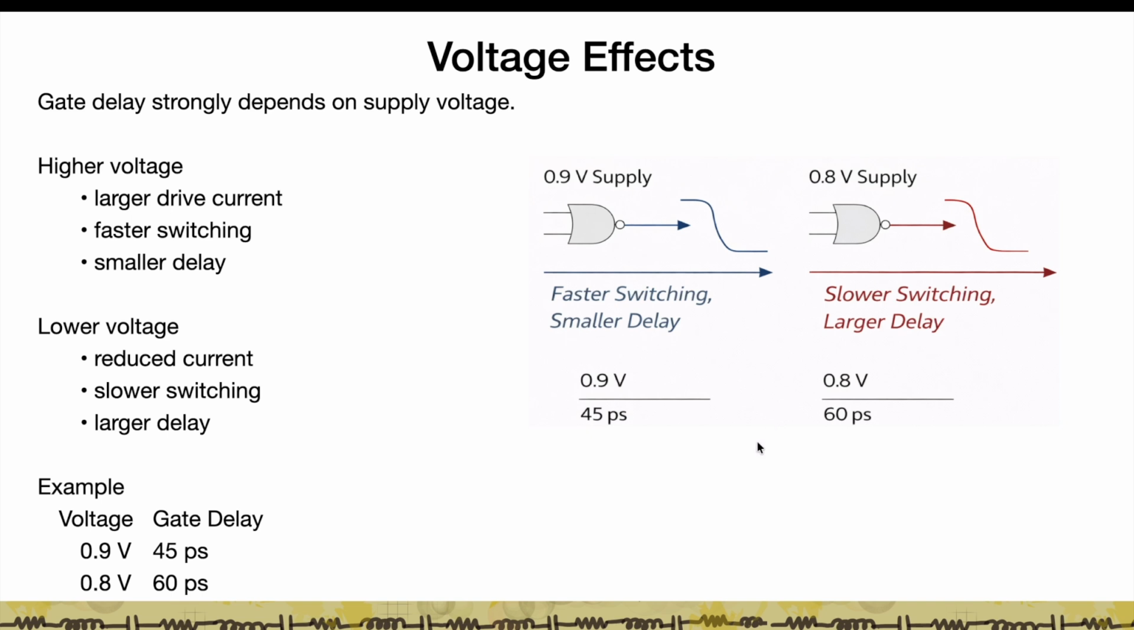Now think about what causes voltage to drop on a real chip. Power delivery isn't perfect. There's an IR drop across the power grid. During peak activity, supply voltage sags. Battery-powered devices operate across a wide voltage range. Dynamic voltage scaling deliberately drops voltage to save power. All these scenarios are real. All of them slow down your gates, and all of them have to be accounted for in timing analysis.